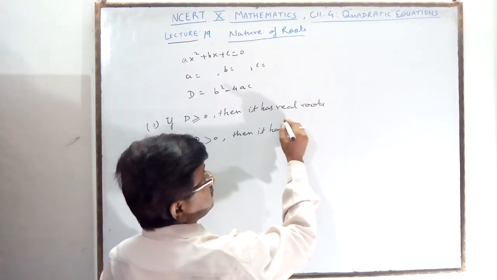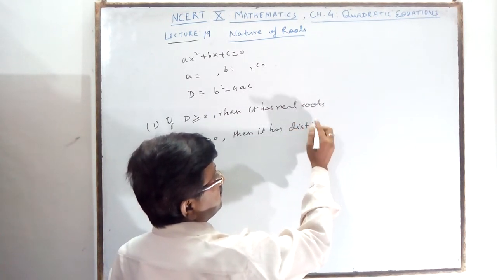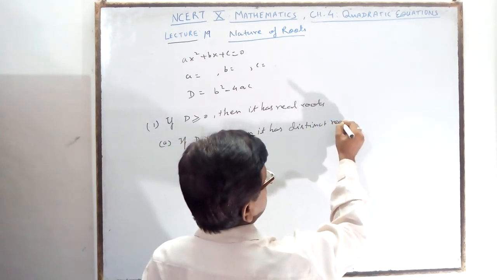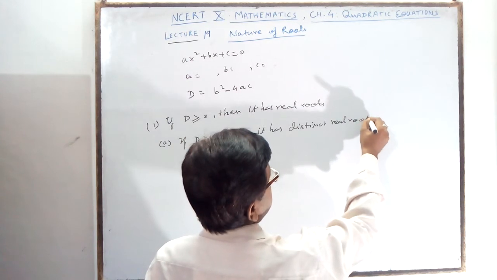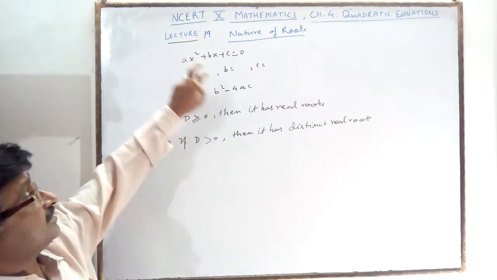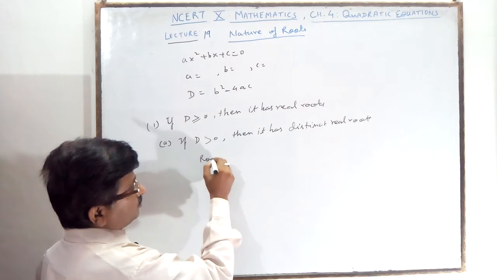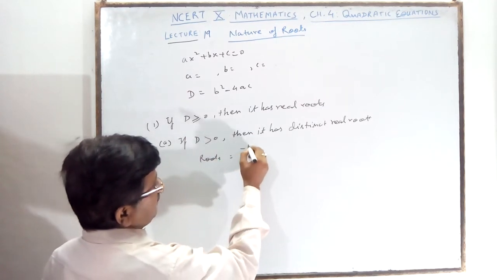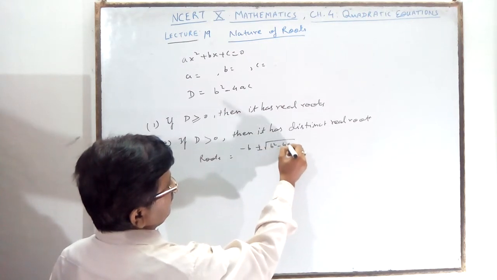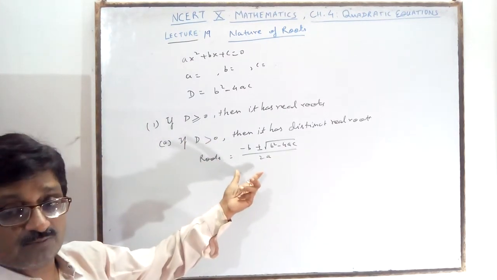But not only real roots, it has distinct real roots. Distinct means you are getting two different real roots. In this case, you calculate the question. Distinct real roots means there will be two answers of x, two different. What will be the roots? The roots I have told you previously: x equals minus b plus minus under root b square minus 4ac by 2a, which is called the Sridharacharya formula.